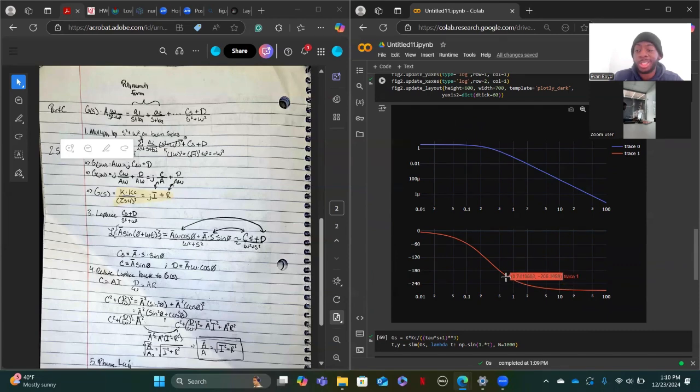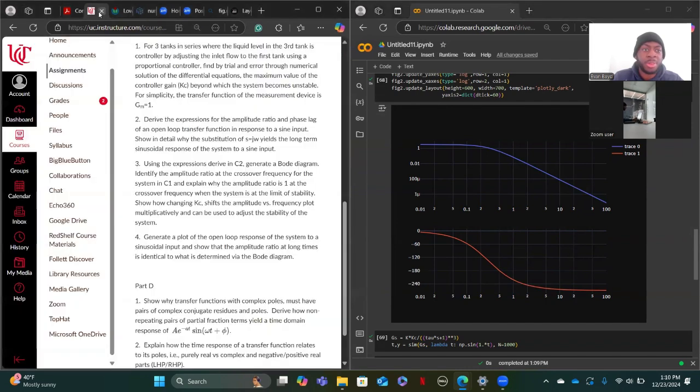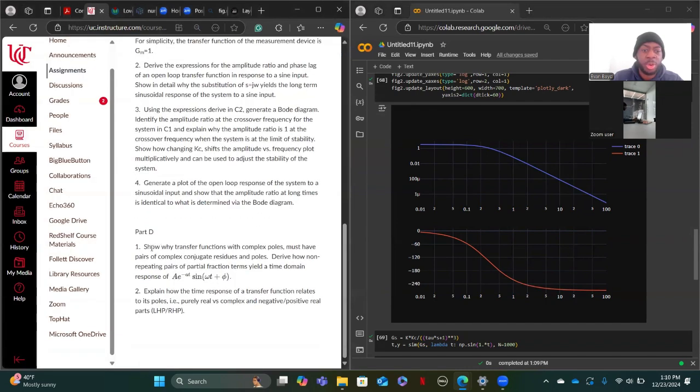That's all for part C. I know it was very long, but that's about it. And I will see you guys for the last part, part D, where we will show our transfer function, the complex poles. Okay, all right, see you guys later.